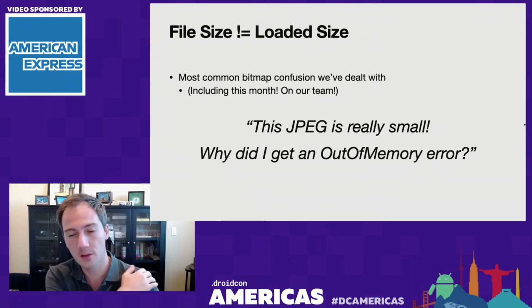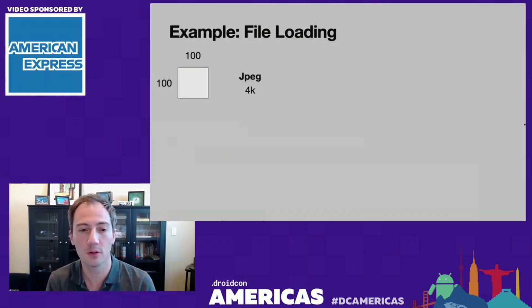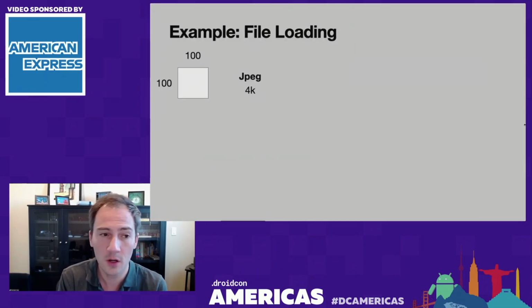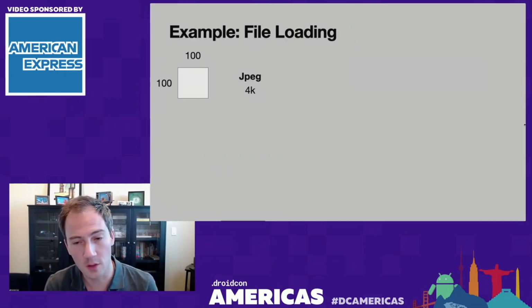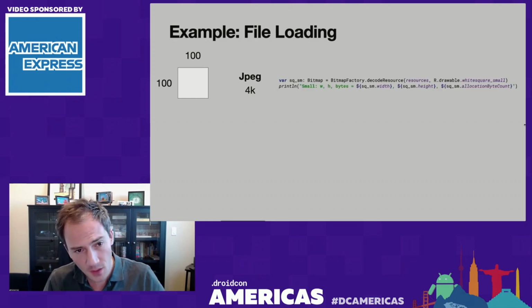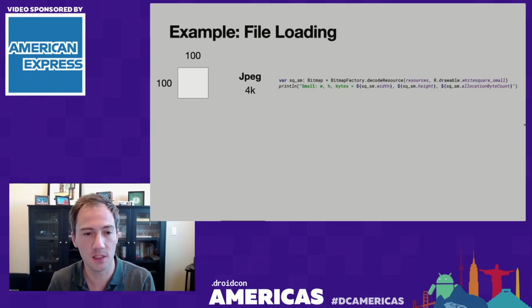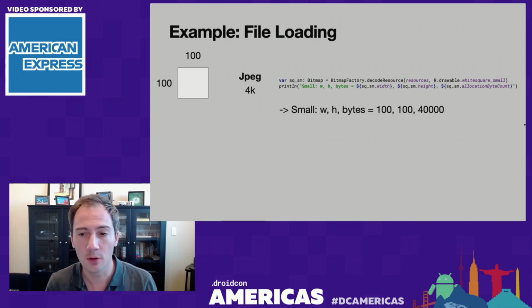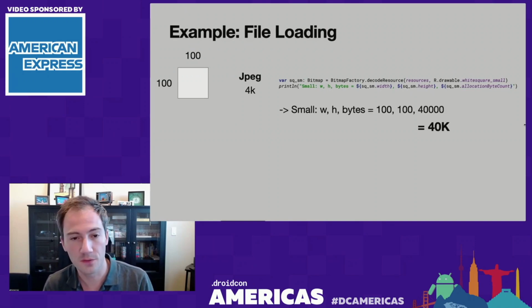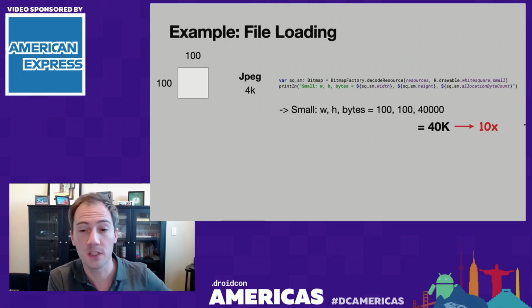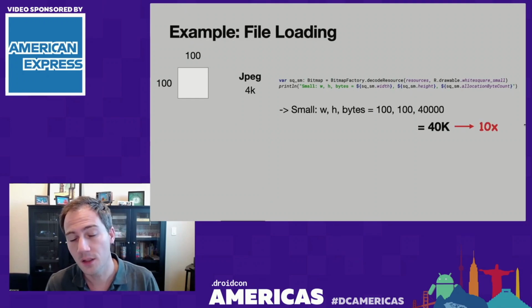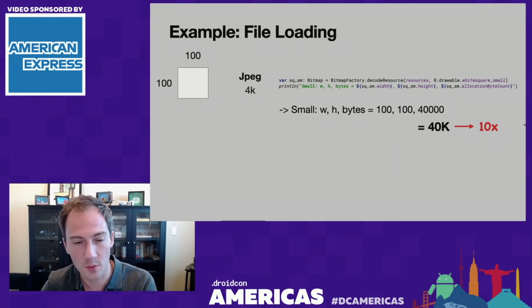So let's take a look at an example. We have this 100 by 100 image that Chet showed earlier, just a white square. It's 4 kilobytes on disk as a JPEG. And if we decode it as a bitmap, and then we print its dimensions and the number of bytes that it uses, we're going to see it's 100 by 100, and it uses 40,000 bytes. So it's a 40 kilobyte image, same as the equivalent in BMP. That means we have a 10:1 compression ratio with JPEG on that particular image. Just loading it, it's going to take 10 times more memory.